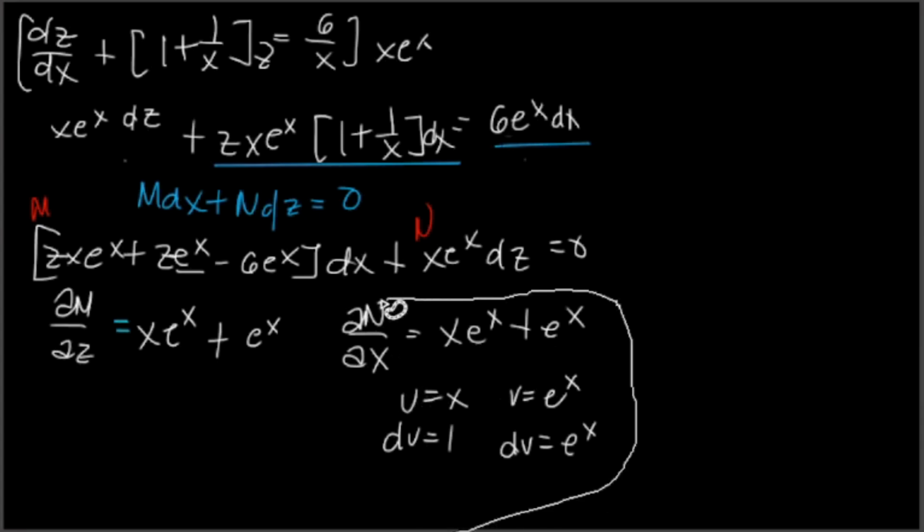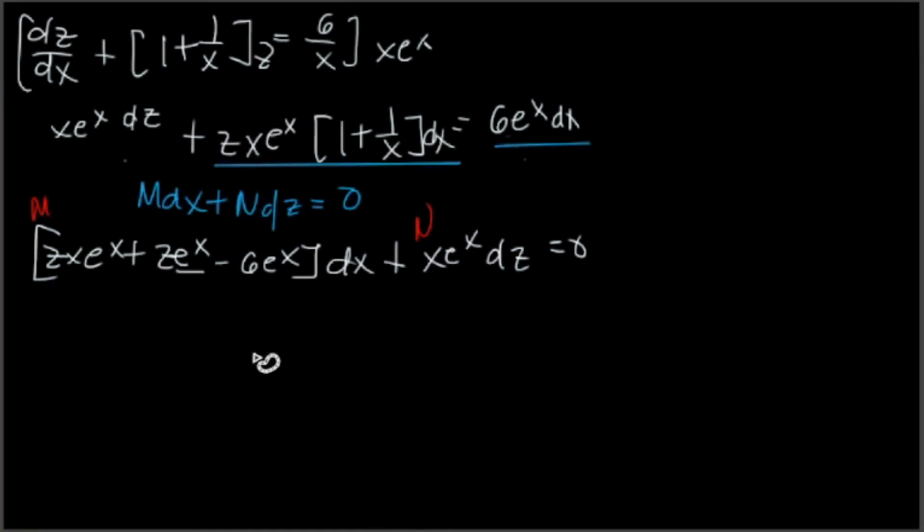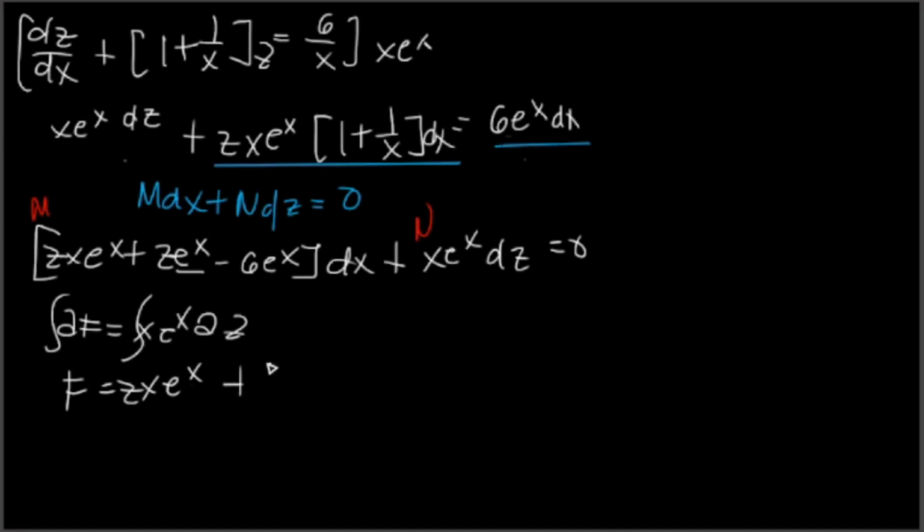So next natin gagawin dito is yung isa-solve na natin sila. So piliin na lang natin tong mas maikli. So df is equal to x e raised to x dz. Kasi dz siya. So integrate natin both sides. That will be f is equal to x e raised to x z plus q of x.